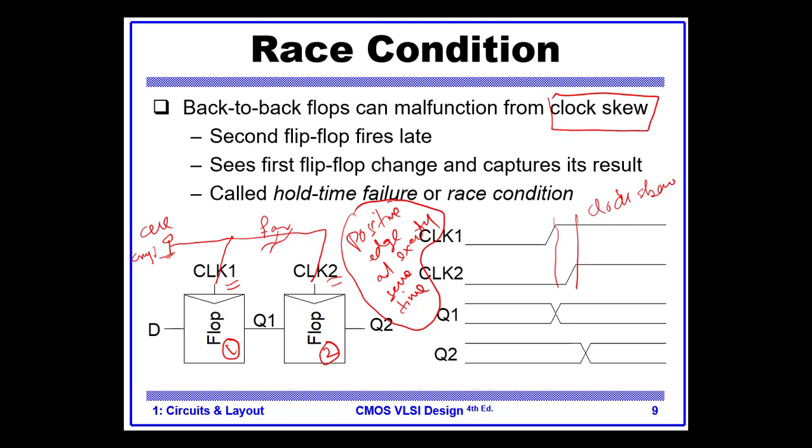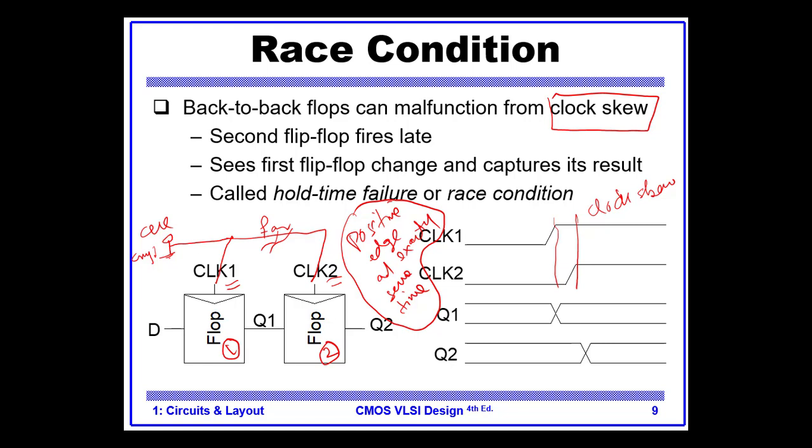So ideally the requirement is all your flip-flops, whether they are 1000, 100,000 or 1 million or any number, they should change the state at exactly the same time. But due to the clock skew, this may not happen. And if there is a delay, then there is something wrong that can happen. And what wrong that can happen is this one.